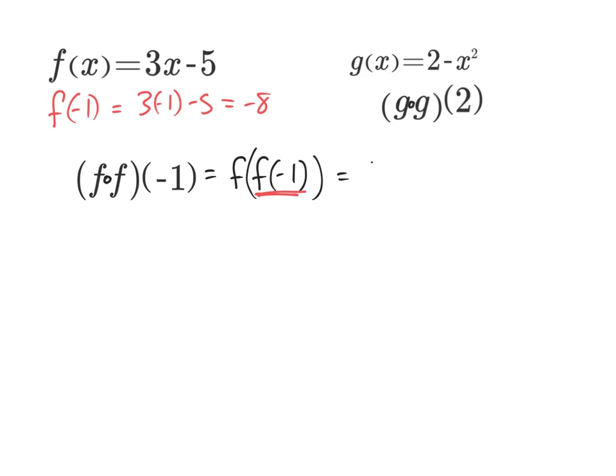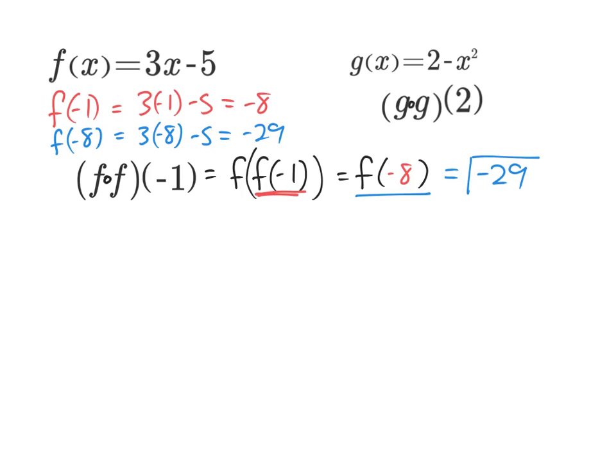So this can be rewritten as f of negative 8. Now what we're going to do is we're going to find out what f of negative 8 is. Well, f of negative 8 is going to be the same thing as 3 times negative 8 minus 5. Well, 3 times negative 8 is negative 24, minus 5 is negative 29. So this is going to be negative 29.